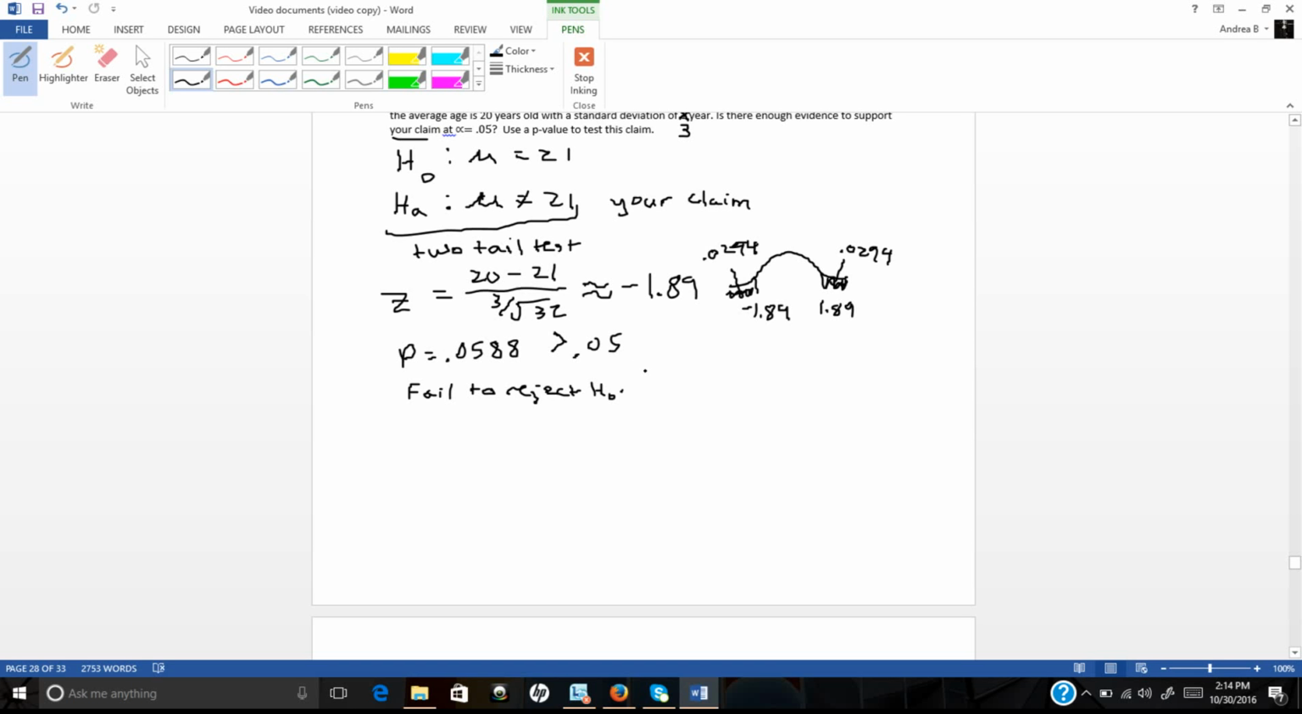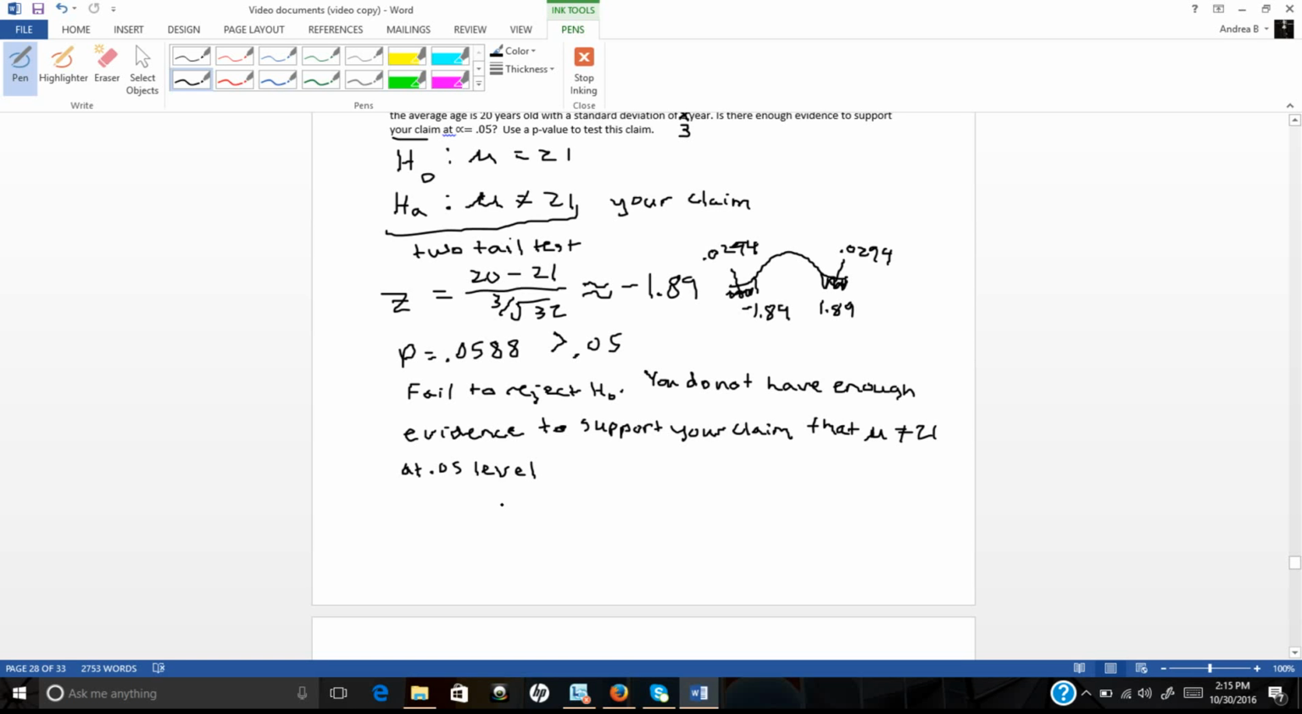So this means that you do not have enough evidence to support your claim that the population mean does not equal 21. And that is at that 0.05 level.